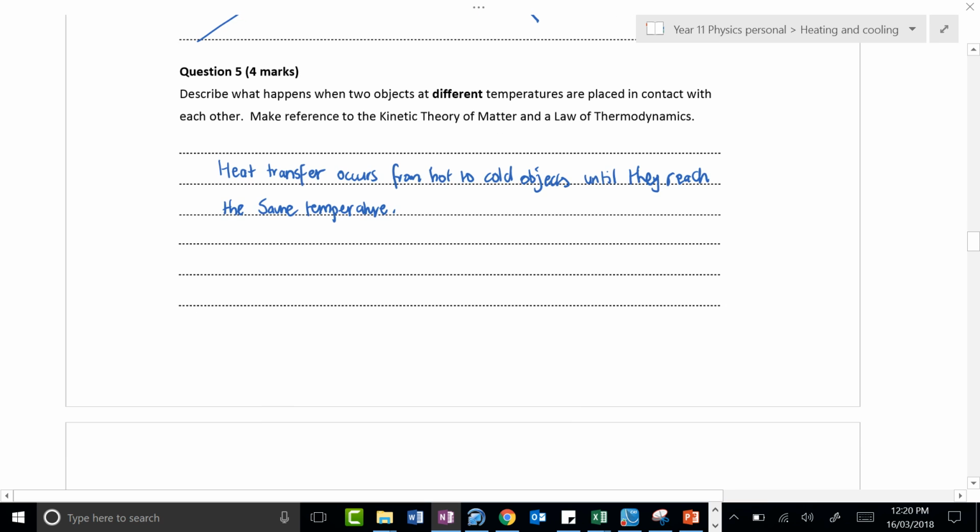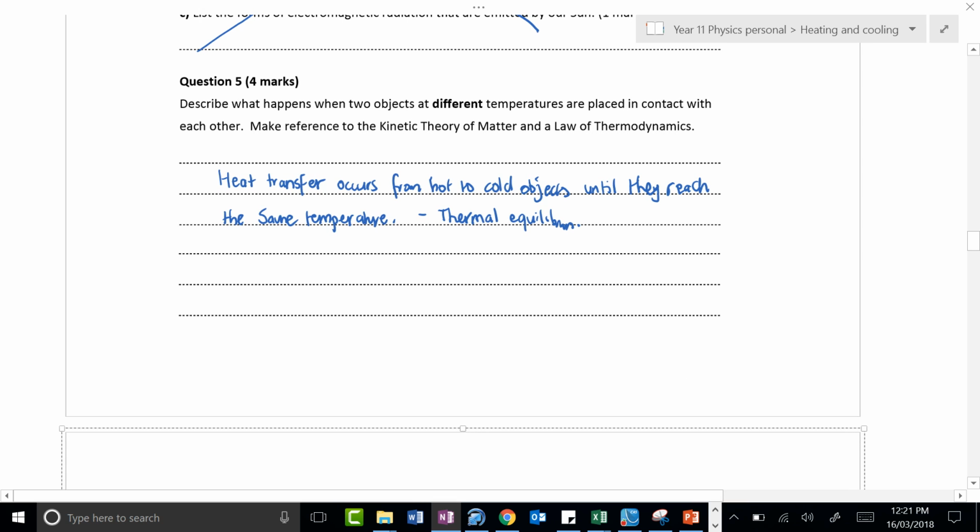And I guess by mentioning that's thermal equilibrium. Now this is the zeroth law, the zeroth law of thermodynamics.